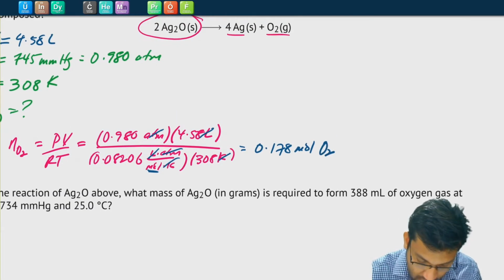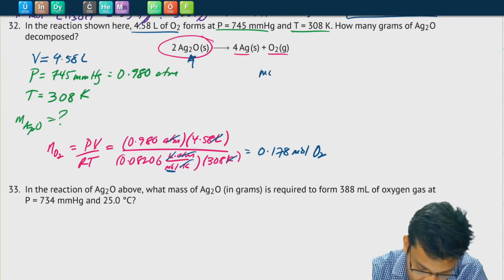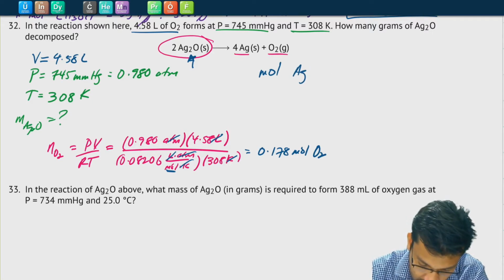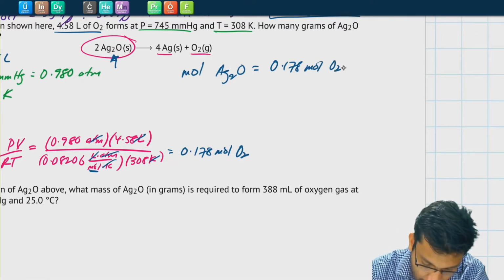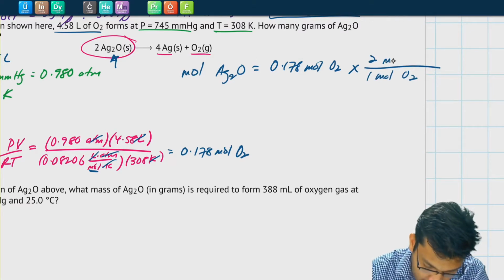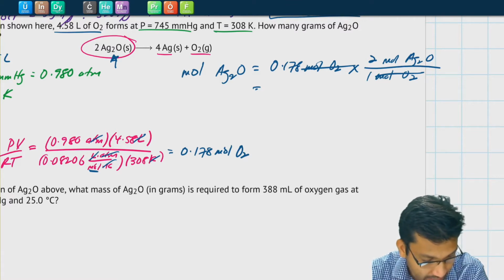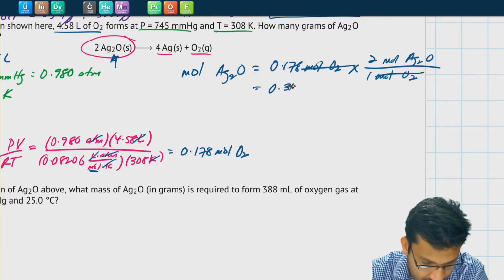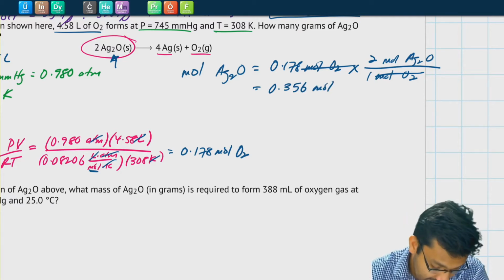Oxygen. But we want moles of silver oxide. So the moles of silver oxide, Ag2O, is we have 0.178 moles of oxygen. And the mole ratio here is for every 1 mole of oxygen, we get 2 moles of silver oxide. So the moles of silver oxide is just 0.178 times 2. What does that come out to? 0.356 moles.